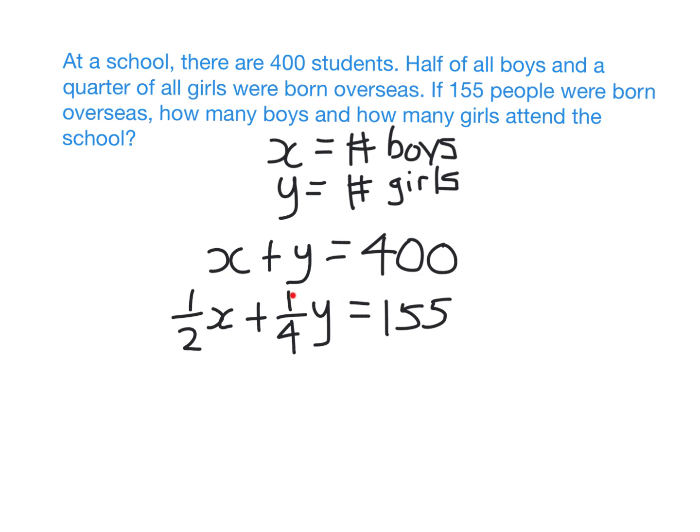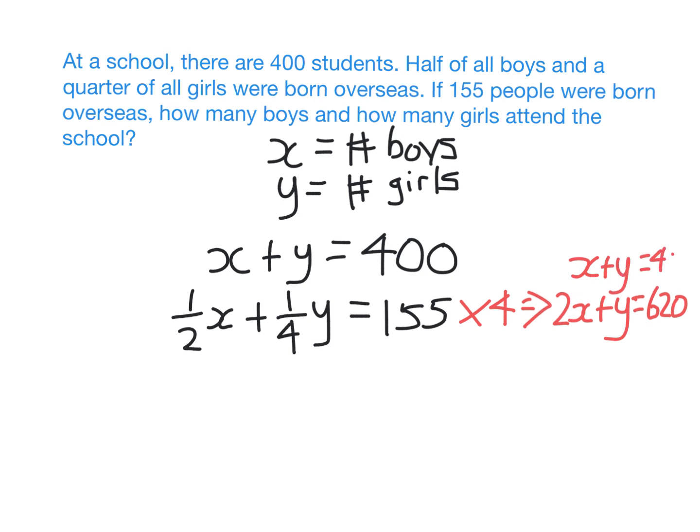So what I can do is I can multiply this one here by 4. If I multiply this by 4, this will become a 1y, and I'll have the same coefficient in both equations. I could just as easily have multiplied by 2 to make x have the same coefficient in both equations. So multiplying this bottom equation by 4, a half by 4 is 2, so I get 2x plus a quarter by 4 is 1. 155 by 4 is 620. I'm leaving the top equation unchanged.